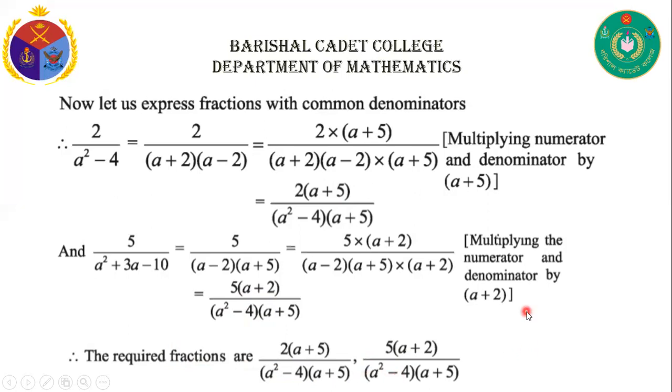So boys, you understood? I think you understood. That is a really interesting problem. First we have to factorize the denominator of the fraction, then we have to get the LCM of the denominators of the fractions, then we have to find out the quotient, what we multiply with the fraction, then we get the common denominator fraction.